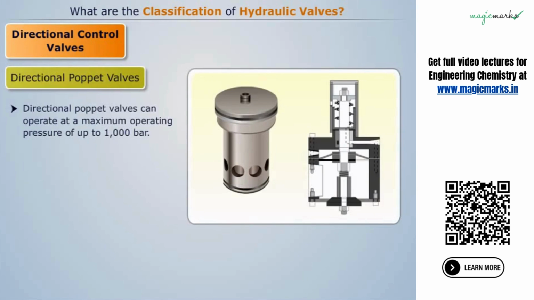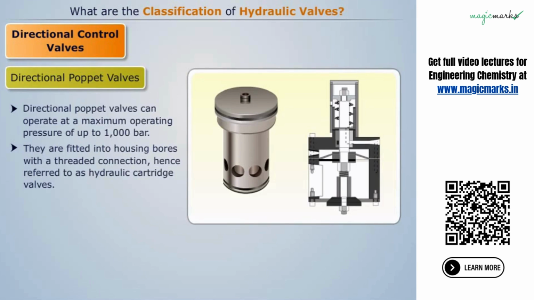Directional poppet valves can operate at a maximum operating pressure of up to 1000 bar. They are fitted into housing bores with a threaded connection, hence referred to as hydraulic cartridge valves. The movable seating elements may consist of balls, poppets, or plates.